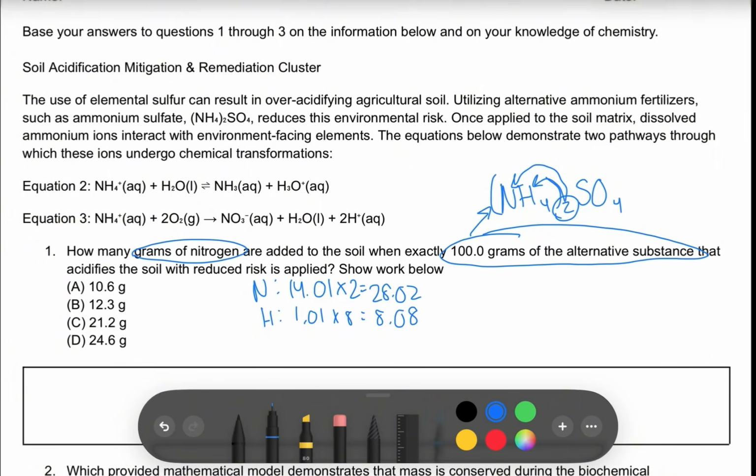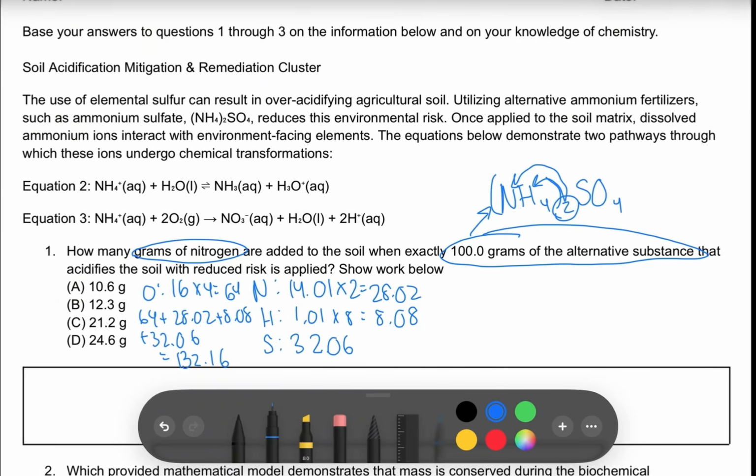And then we have sulfur. We only have one sulfur. So that's 32.06. And then we have 4 oxygen. And oxygen is 16. So we multiply that by 4 and we get 64. So then we add all of these up. So we're going to do 64 plus 28.02 plus 8.08 plus 32.06, and we're going to get a molar mass of 132.16 for ammonium sulfate. Now that's the entire molar mass, but the question is asking how many grams of nitrogen.